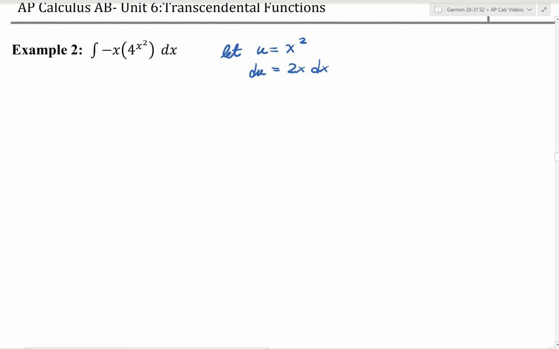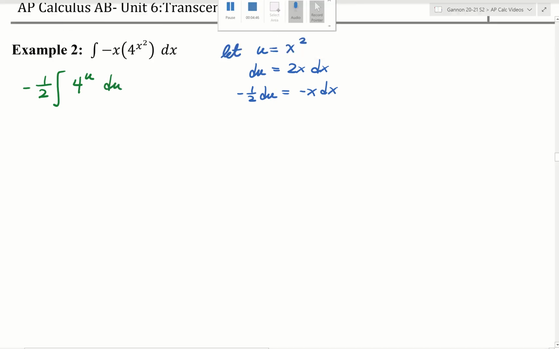Now, we don't have 2x dx, we have negative x dx. So what we want to do is divide by negative 2. So we're going to get negative 1/2 du is negative x dx. At that point, substitute in: we've got negative 1/2 times the integral. The negative x dx is going to get replaced with the negative 1/2 du, and the x squared is going to get replaced with u, so this is 4 to the u du. All right, at that point, we can apply the formula.